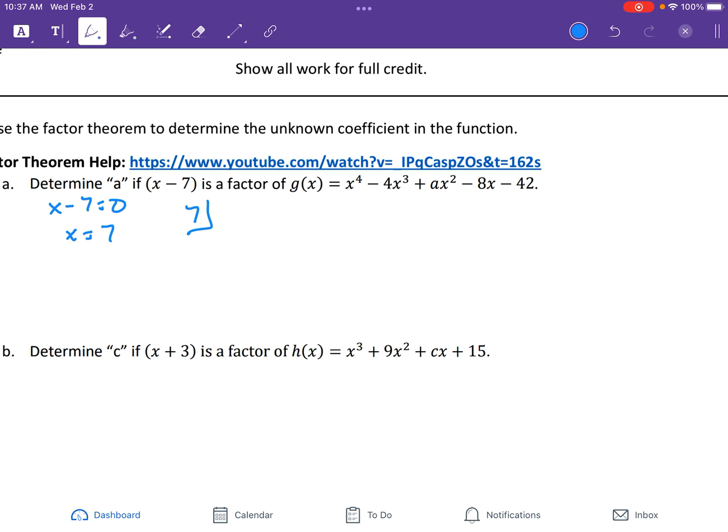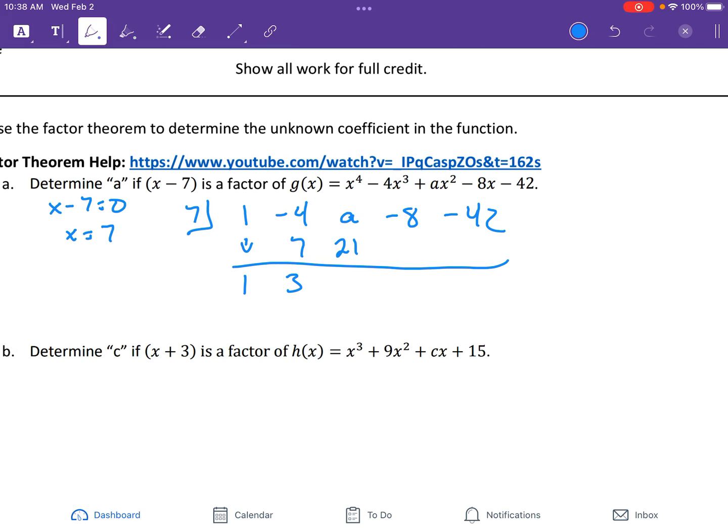Then our numbers across the top, we have 1 for the x to the 4th, negative 4 for the x to the 3rd, the a value, the negative 8, and negative 42. So we're going to go forwards as far as we can. Drop the first number, which gives us a 1, times 7 gives you 7, minus 4 is positive 3, times 7 is 21. Now I don't know what a plus 21 is, so we're going to stop there.